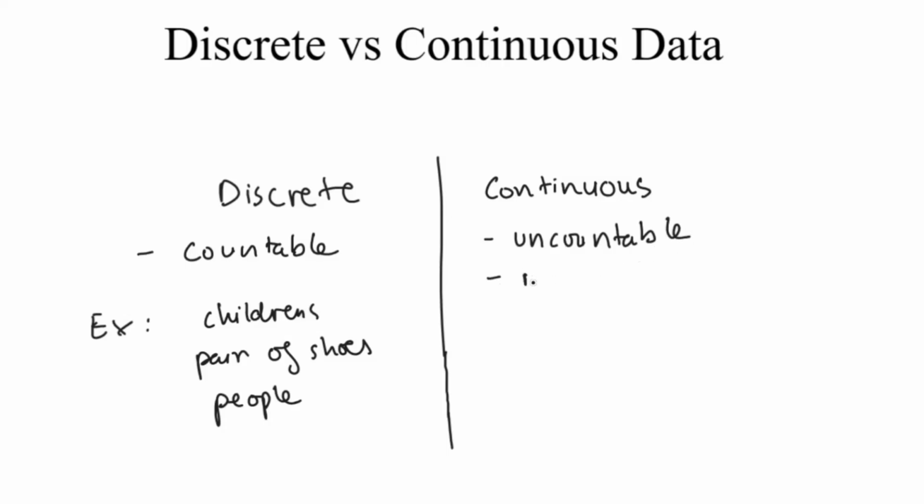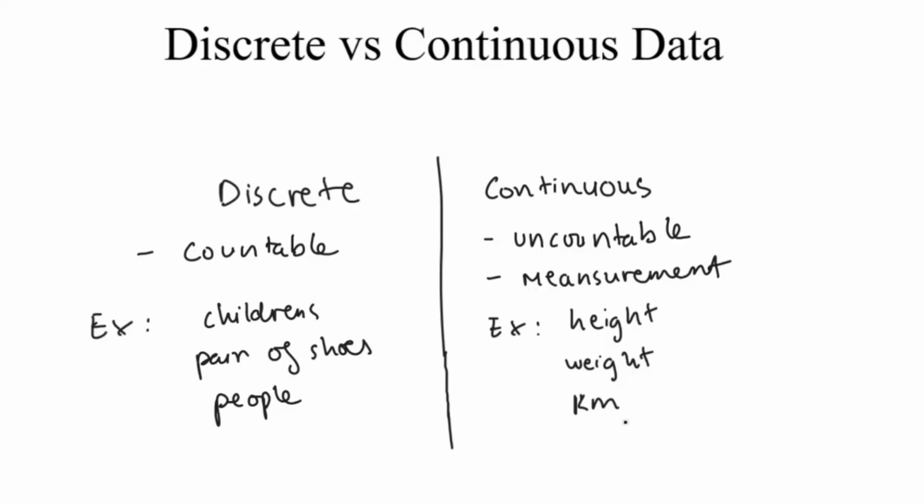It's something like measurement, right? Continuous data is from measurement, right? For example, your height, right? You cannot count your height. You have to measure it. Your weight, right? How long it is, right? So it's something like kilometers, right? And this is the difference between discrete and continuous data. Discrete is the data you can count. And continuous data is the data you cannot count. You have to do it by measurement.